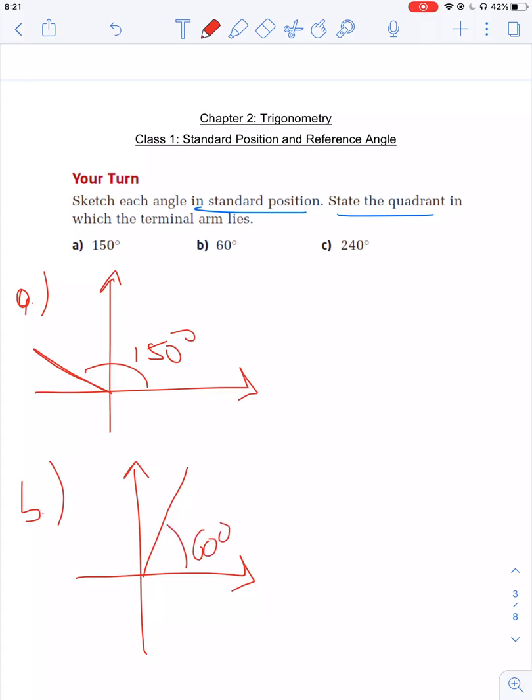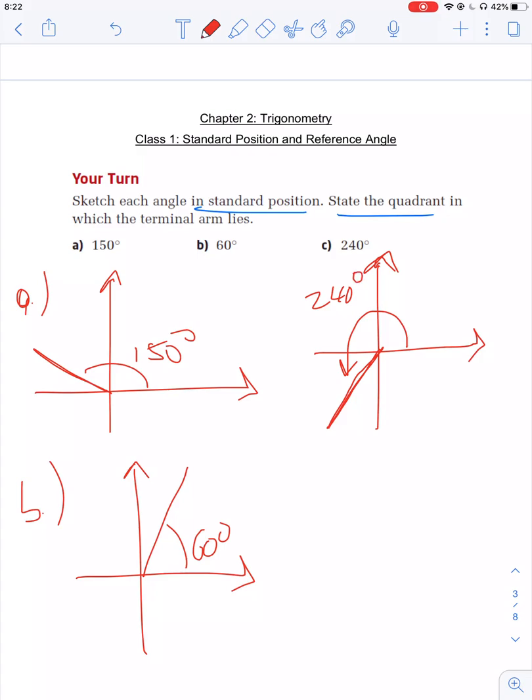And then finally 240, so draw your XY plane. Right, 240 is more than 180, but it's less than 270, so it has to be in quadrant 3. And it's exactly 30 less than 270, so something like this, okay? So this starts from here, goes all the way there, and this is 240 degrees, okay? Okay, I'm gonna make this look a little nicer. Okay, so these are your answers.